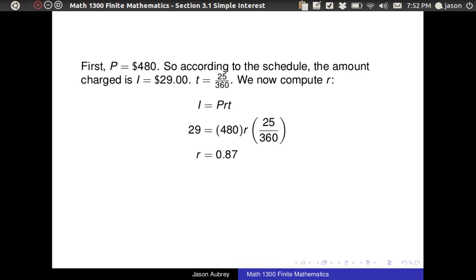Okay, so this is an introduction to simple interest. We've got two formulas: I equals PRT, A equals P times 1 plus RT. Usually, one or the other formula is better to use in a problem, but often either one could be used. The other key thing to remember is that when you're converting a number of days to a number of years, use that conversion factor of 360 rather than 365.